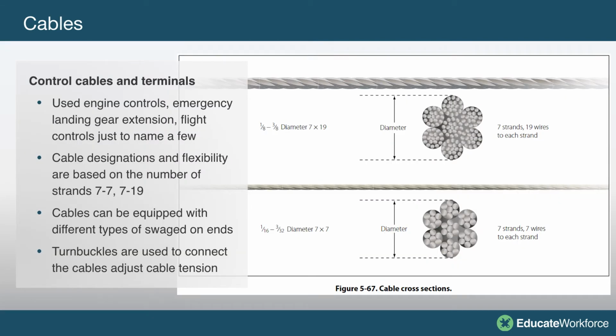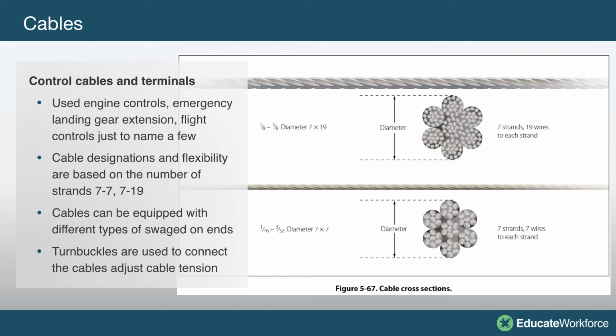Control cables and terminals. Cables are going to be used to control emergency landing gear extension. Some of your smaller aircraft and your older aircraft use cables to control the flight controls. Cable designations and flexibility are based on the number of strands in the wire. If we look at the two wires in the picture here, we have a 7 on the bottom, which means there's 7 strands of wire in each individual strand, and then there's 7 strands of 7, so you can see.